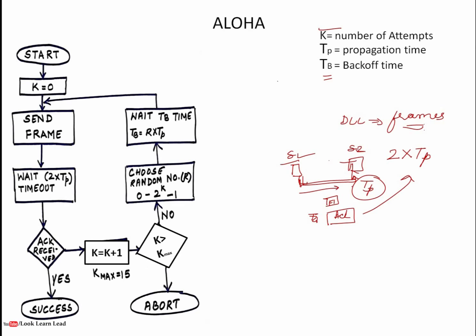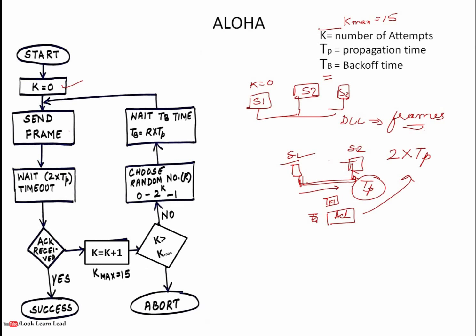Suppose there are 3 stations, S1, S2 and S3. If station 1 has a frame to send, it would initialize K equal to 0. K is the number of attempts. The maximum attempts, K max, is generally 15. So it can try 15 times. After the 15th time, it can't send a frame. So the first time it would initialize K to 0.